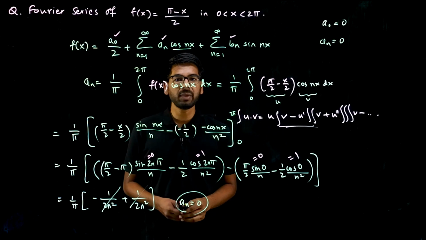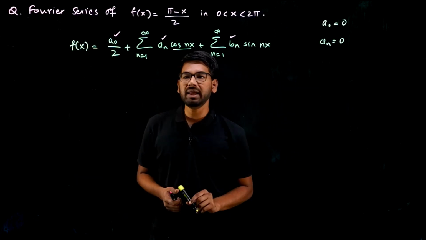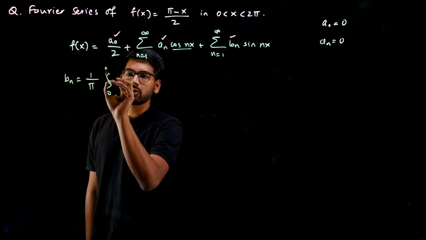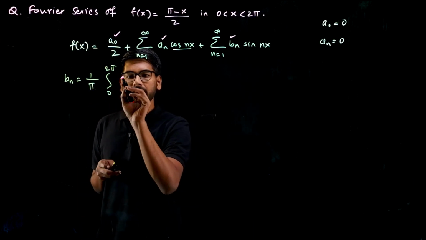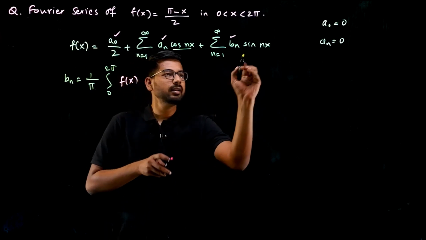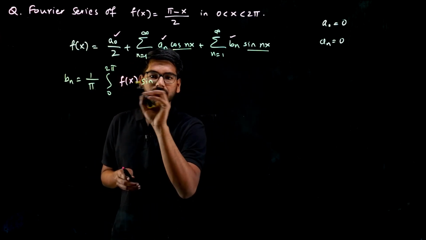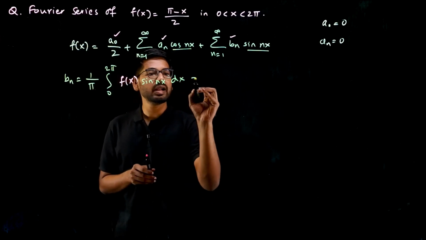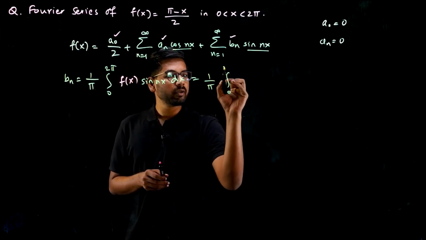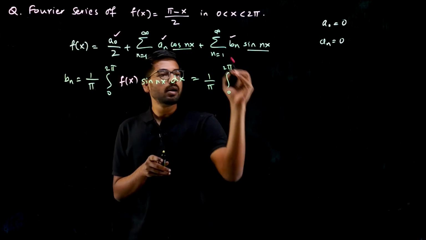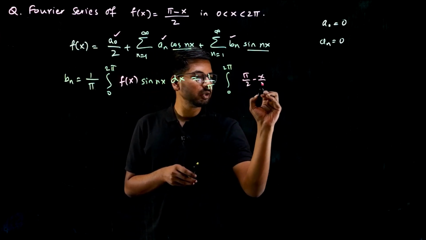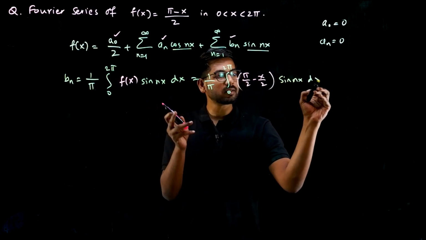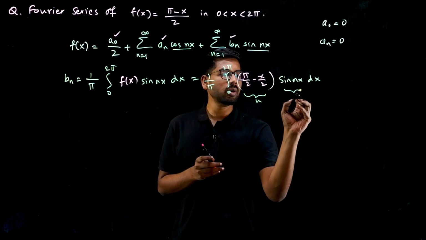Okay, so let's find bn. So next find bn. So bn is again 1 by pi integration from 0 to 2 pi into f of x. What is coefficient of bn? Sin nx. So you have to multiply sin nx to the f of x with respect to x, integration from 0 to 2 pi. So what will you get? 1 by pi integration from 0 to 2 pi, f of x is pi by 2 minus x by 2 into sin nx dx. So this is again integration u into v.